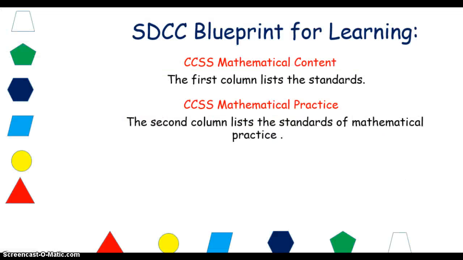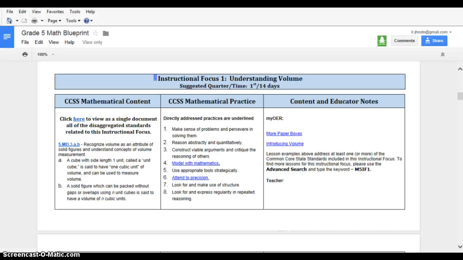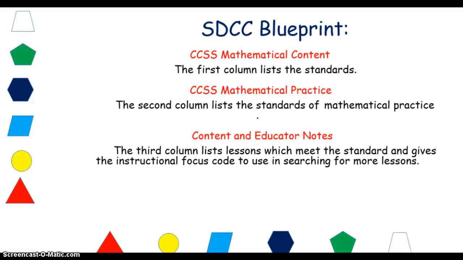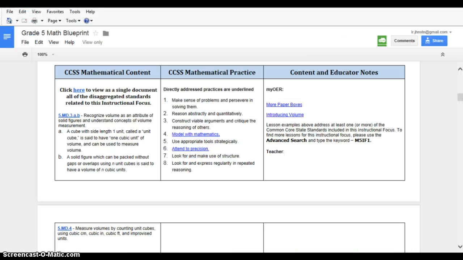The second column lists the standards of mathematical practice. You can see the 8 standards listed in the second column on the 5th grade blueprint. The third column of the blueprint lists lessons which meet the standard and give the instructional focus code to use in searching for more lessons. In the grade 5 blueprint that we were looking at, you can see the 2 lessons that they have listed are More Paper Boxes and Introducing Volume.